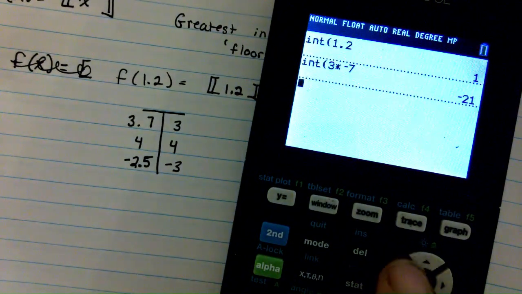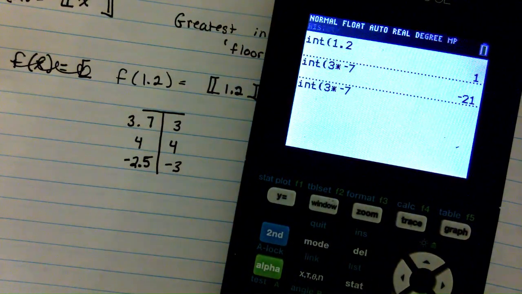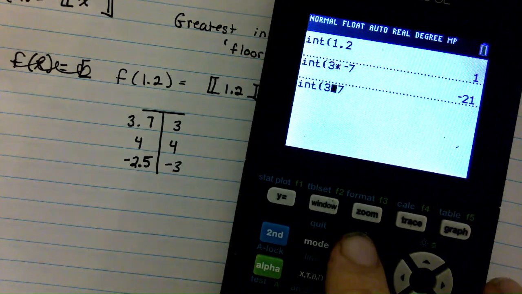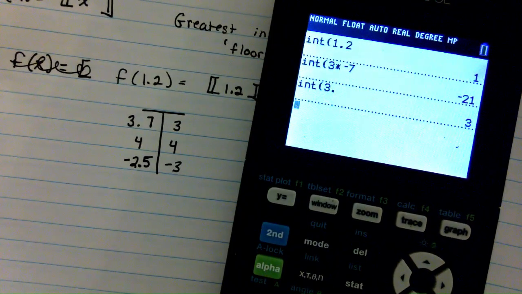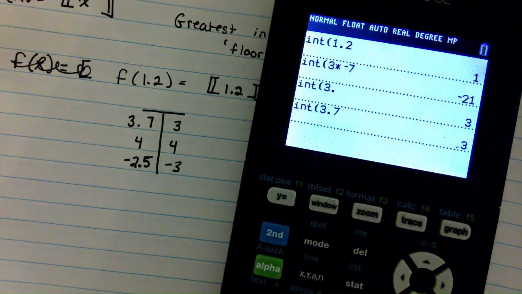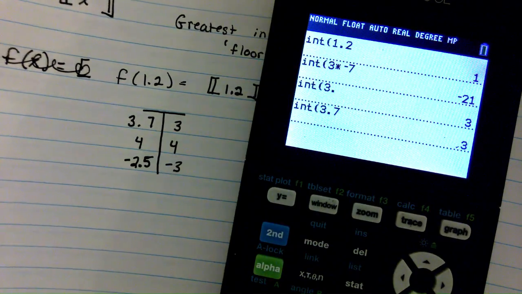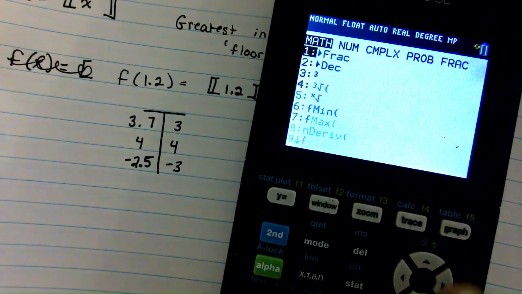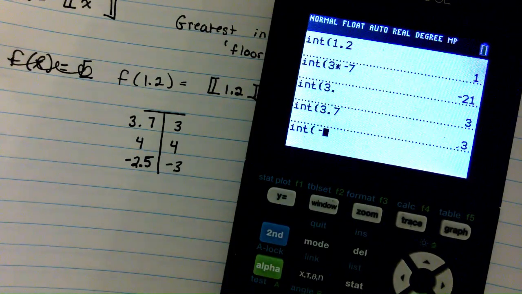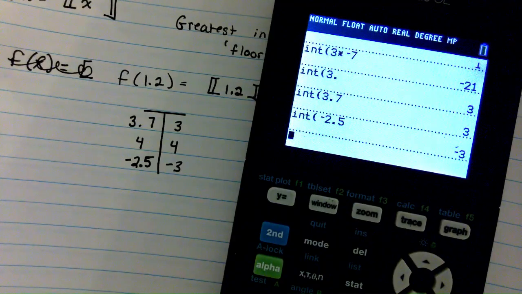Whoops, not 3 times negative 7. That changes it. There we go. Now I can type it in correctly. And math, negative 2.5. There's that negative 3.